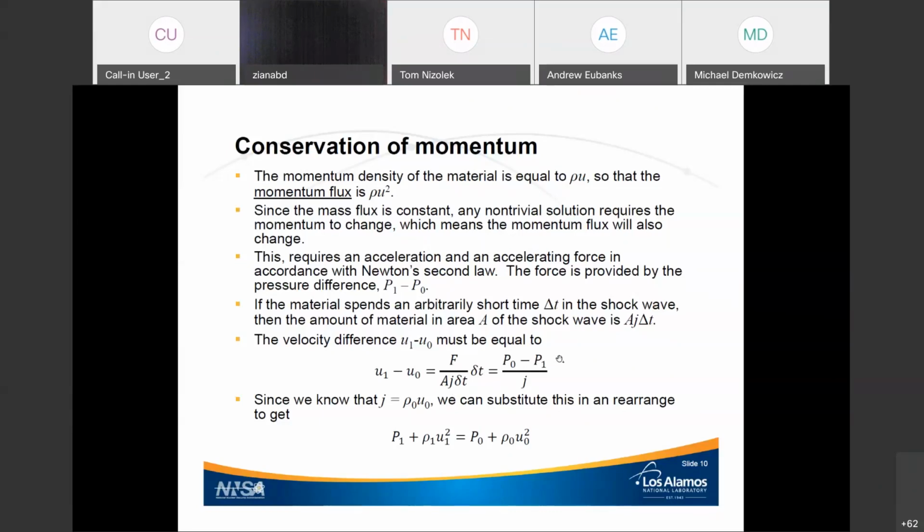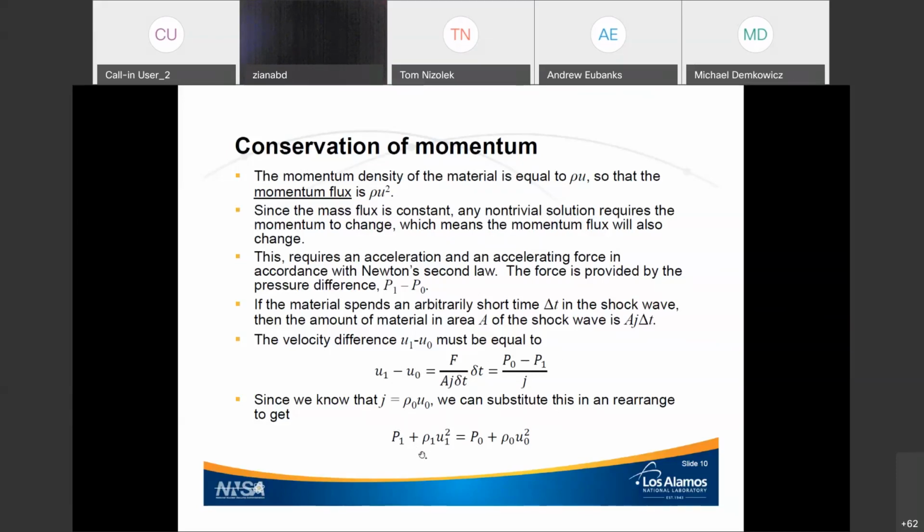Again, the acceleration is actually going to be in the positive direction, so U1 will be less than U0. And again, you have the mass flux here. So the delta t's cancel out. F over A is your pressure differential, and J is what's left. Okay, we know that J equals rho naught U naught, and we also know it equals rho 1 U1. We can rearrange these to get this.